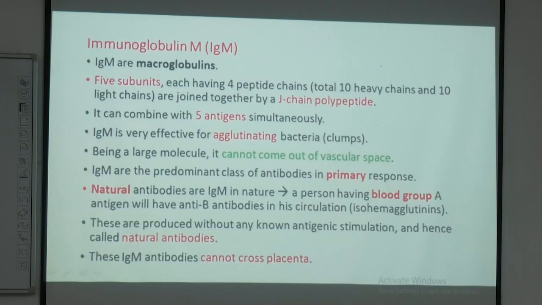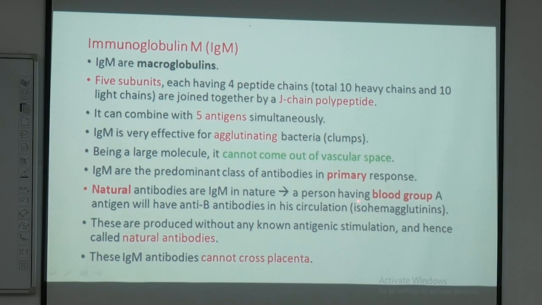Now we come to IgM. It has 5 subunits. It is a macroglobulin. So there are 10 heavy chains and 10 light chains, a total of 20 polypeptide chains. They are connected by the J chain. So they cannot pass through the vascular space. Most of the blood group antibodies are natural antibodies, and they are IgM type.